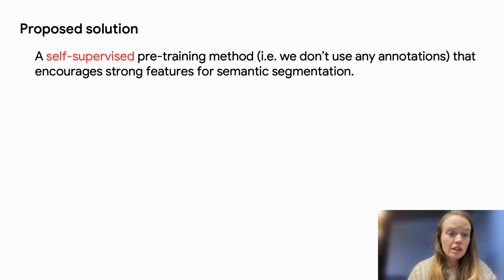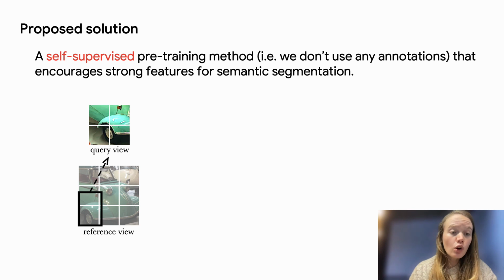So what we propose in this work is to rely on self-supervision. It means that we want to have a pretraining method that doesn't use any annotations. And so we want this self-supervised pretraining method to encourage strong features for semantic segmentation.